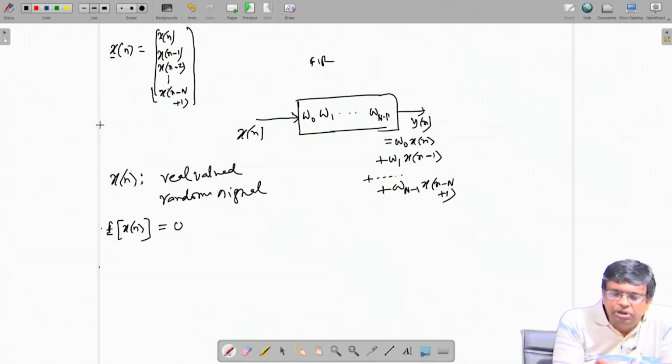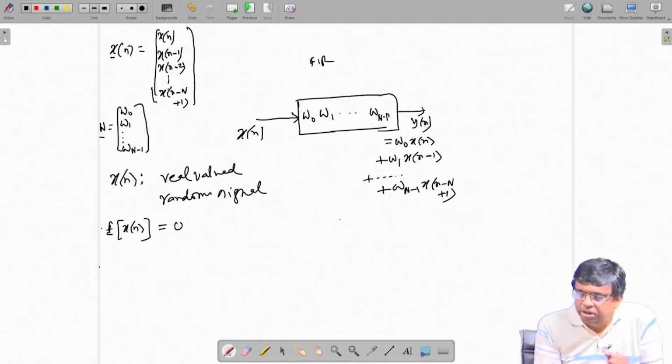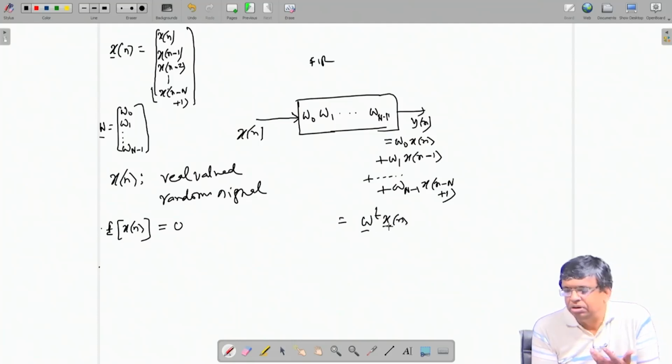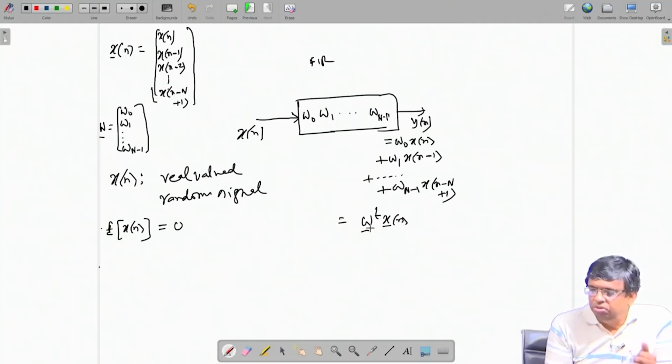and filter coefficient vector W, I put W0, then W1, and so on. Then this entire y n can be written as W transpose x n in a very compact manner. Why W transpose? Because if you transpose W, it becomes a row vector, and then first guy W0 times x n, W1 times x n minus 1, dot dot dot. So, that is what it is. So, y n is W transpose x n.